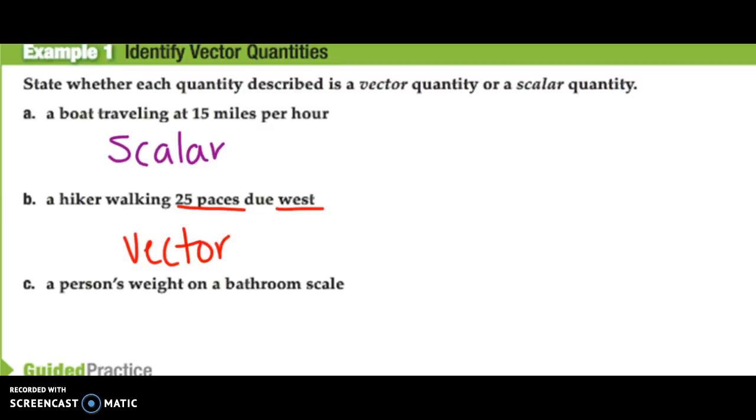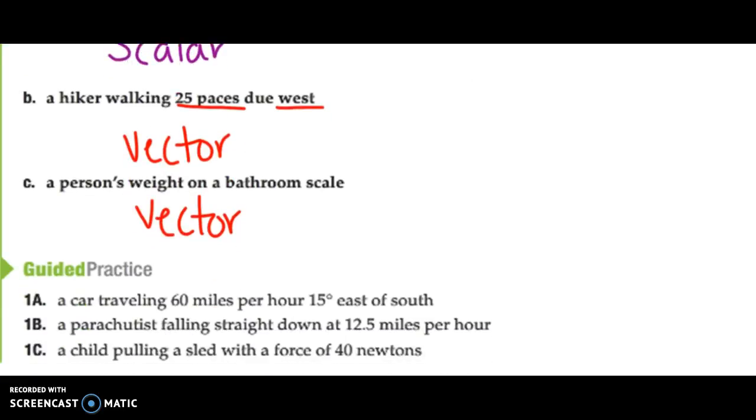Next one, a person's weight on a bathroom scale. This one might be a little bit tricky. Weight is just one number. But you have to remember that the weight is the mass of a person and the amount of gravity pushing them down, because gravity is another force on us. So weight is actually a vector. Here are a couple problems that you could try on your own.